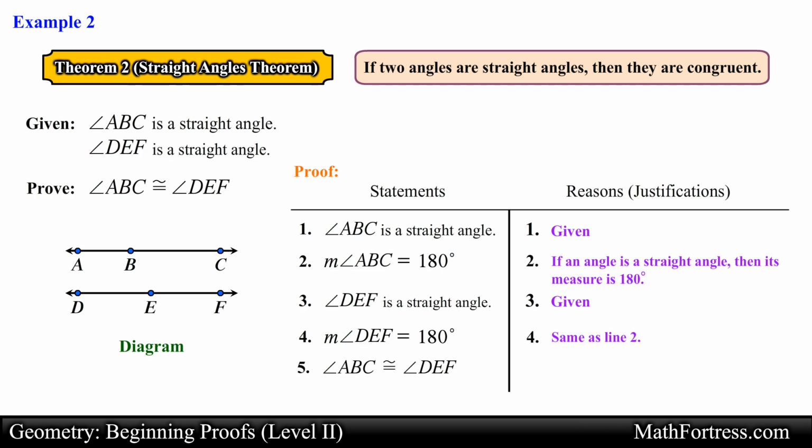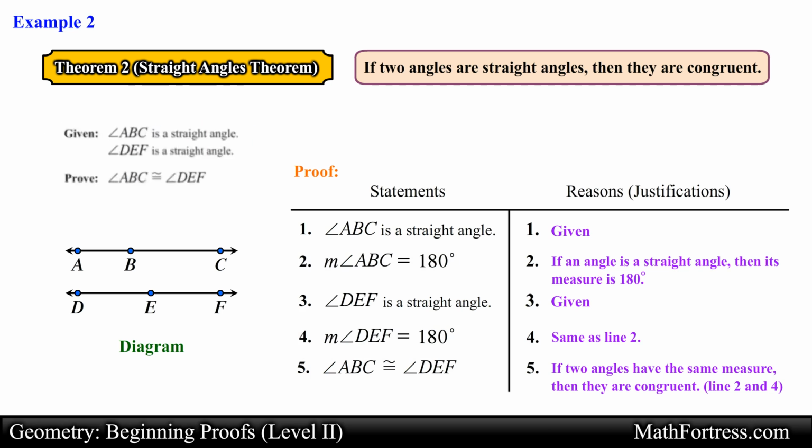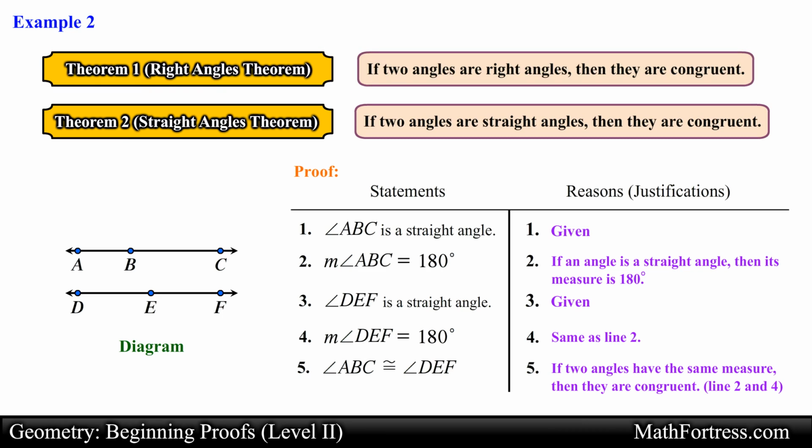Finally, we can conclude that angle ABC is congruent to angle DEF because of the definition of congruent angles. In this case, if two angles have the same measure, then they are congruent. We established the fact that angle ABC and angle DEF both measure 180 degrees in line 2 and line 4, and this ends the proof. Alright, and these are the first two theorems that we will be using to prove other theorems later on in this course. In our next video, we will go over a couple of examples illustrating how to tackle more challenging two-column proofs.